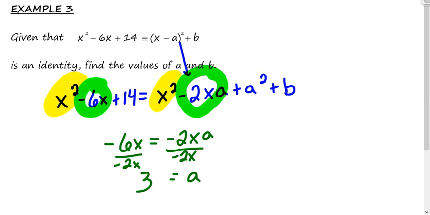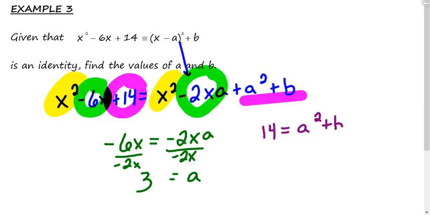I still have one more variable. They wanted me to solve for b. Since they want me to solve for b, this is my constant term. Neither of these have x's, which means that's my constant term as well. So now I can set equal the 14 to the a squared plus b. Again, all we're doing is finding like pieces on each side of my equal sign. Now over here, I already found that a was 3.